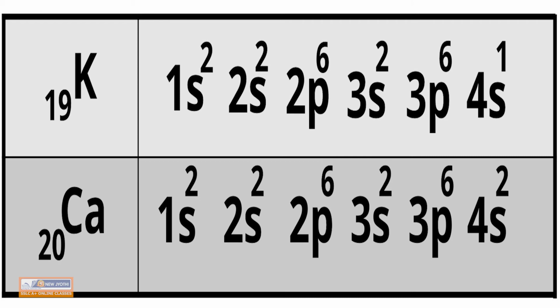Let us write the subshell-wise electronic configuration of calcium. Its atomic number is 20. 1s2, 2s2, 2p6, 3s2, 3p6, 4s2. Write the subshell-wise electronic configuration of scandium. Scandium is having atomic number 21.